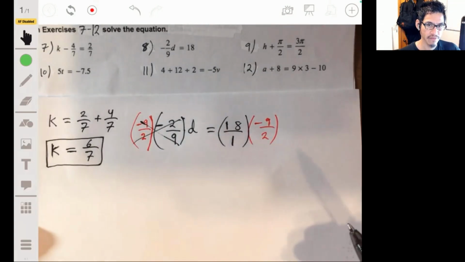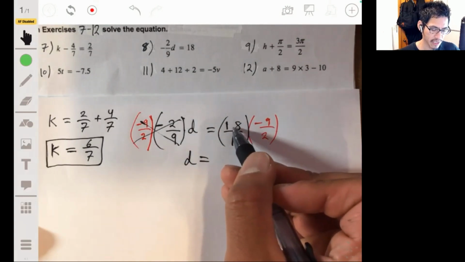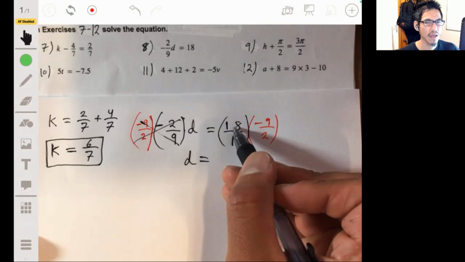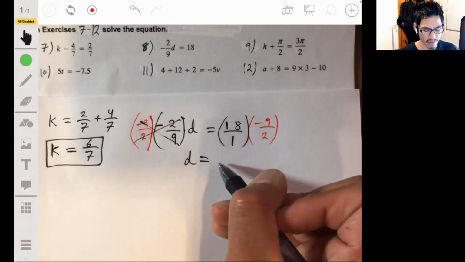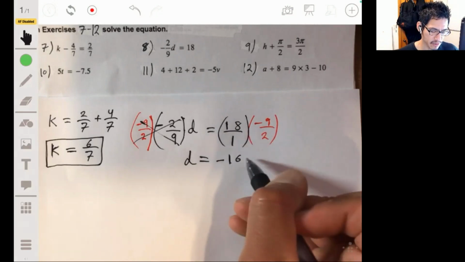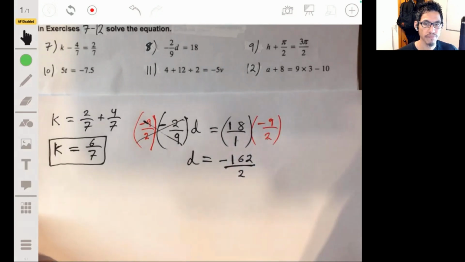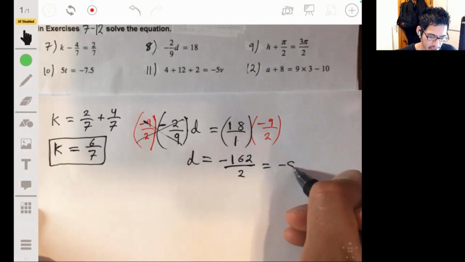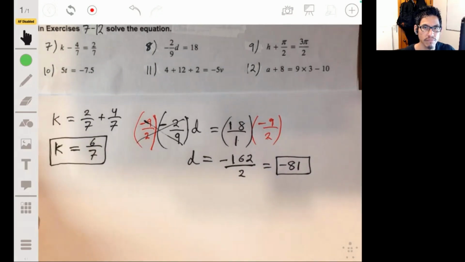These cancel on the left. And you get d equals -9 times 18. What is that? -90. 90 plus, I really don't want to look for my calculator. 90 plus 72, so -162 over 2. Let's not forget the 1 times 2. Simplifying, -81. Not a problem.